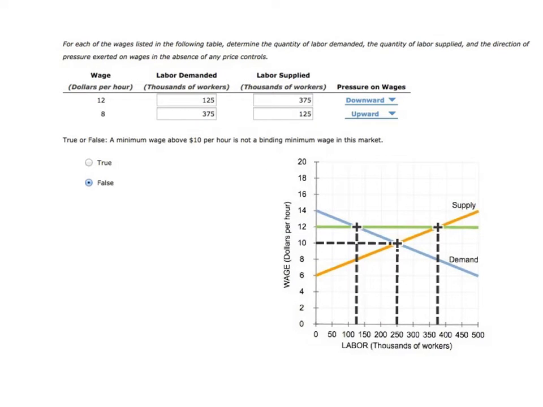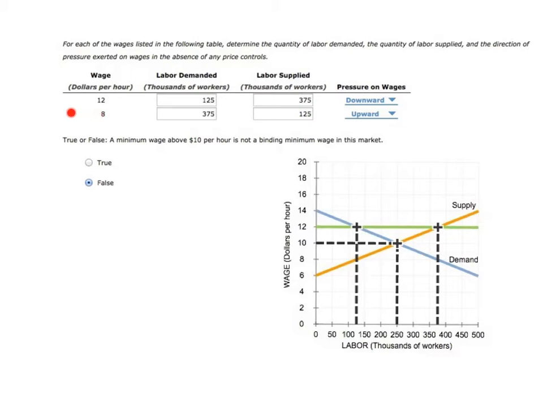So at $12, labor demand is 125,000 workers. Labor supplied is 375,000 workers. And what kind of pressure does that put on wages? We've got a lot of people that want jobs at that point. So that puts downward pressure on wages, right? However, we've got a floor, we've got a law. Even though there are more people that want to work, we can't lower the prices.